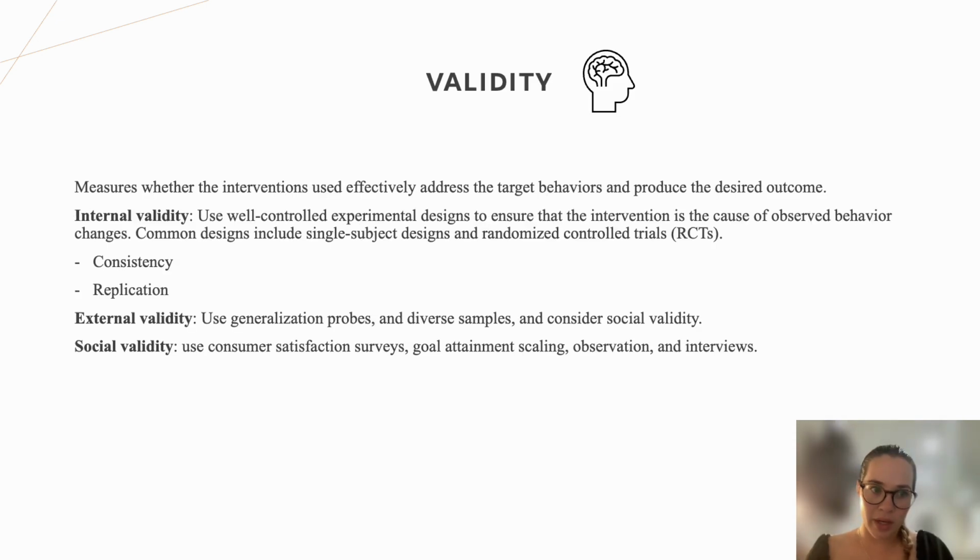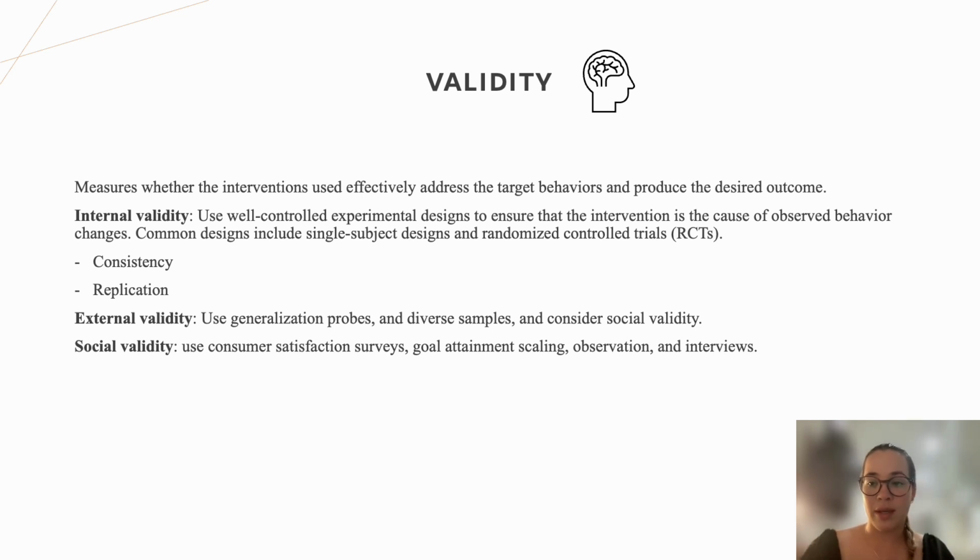Okay, when measuring validity, we want to measure whether the interventions that we use effectively address the target behavior and produce the desired outcome. For this, when measuring internal validity, we want to use common designs, which include single subject designs and randomized controlled trials. We want to be consistent because we want to ensure that the intervention is implemented consistently across sessions, and that the different therapists who have implemented the intervention have ruled out inconsistency as a source of behavior change. And we also want to ensure replication.